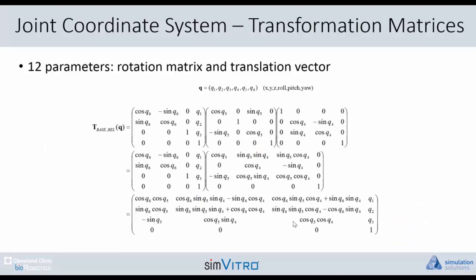And that brings us to transformation matrices. So now I can encode in a 4x4 matrix. It's only 12 parameters really.